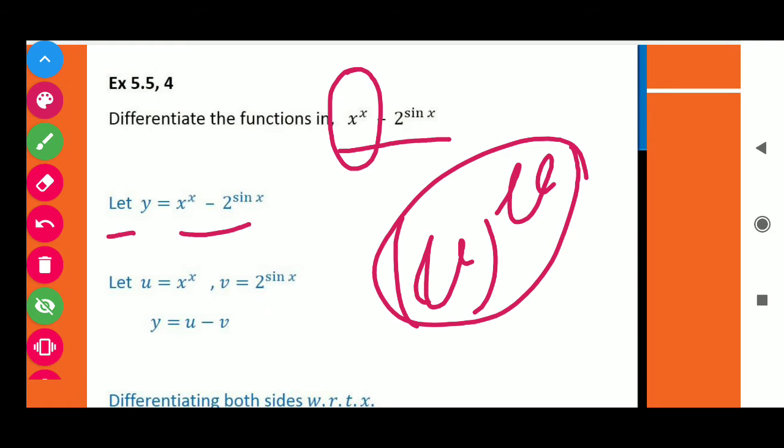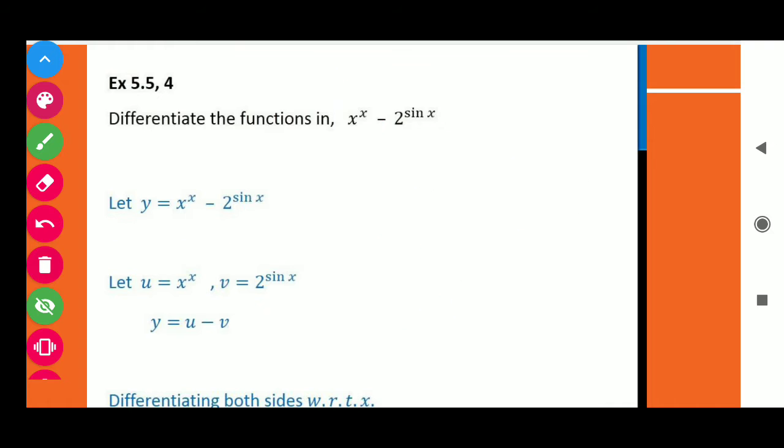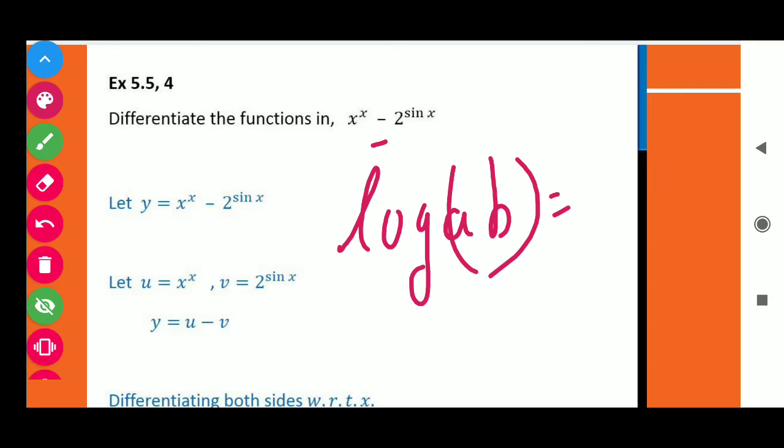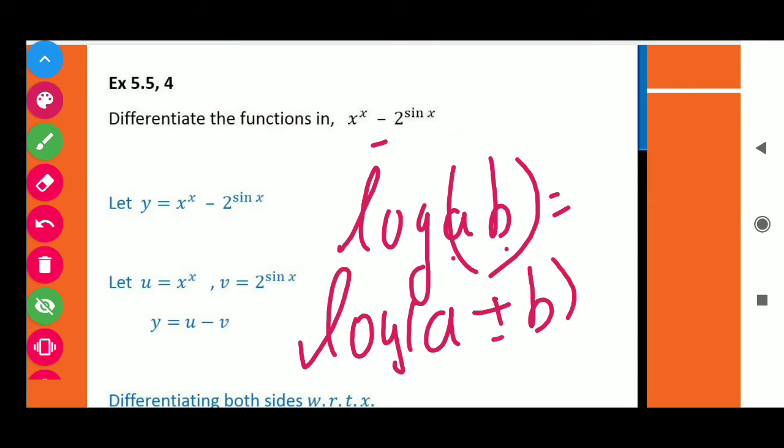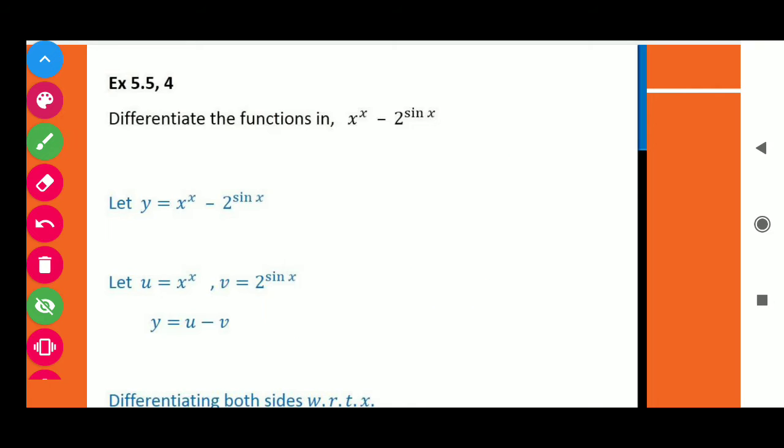But students, you have to notice here that there is a negative sign. The property of log is log a into b is equal to log a plus log b. But students, notice that there is no property of log a plus b or log a minus b. So we can't take log directly here.